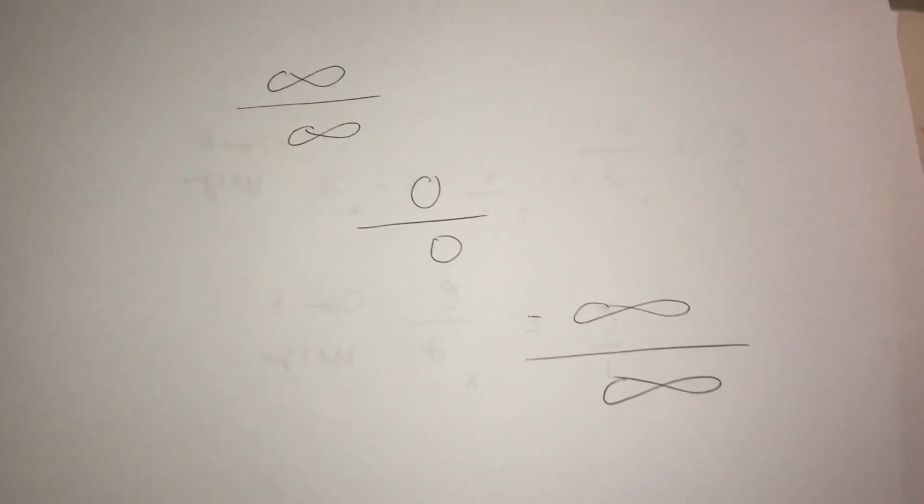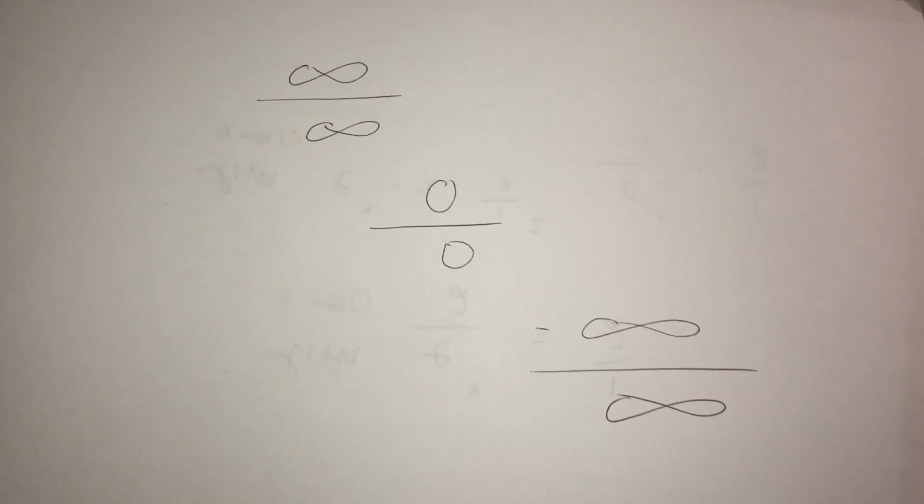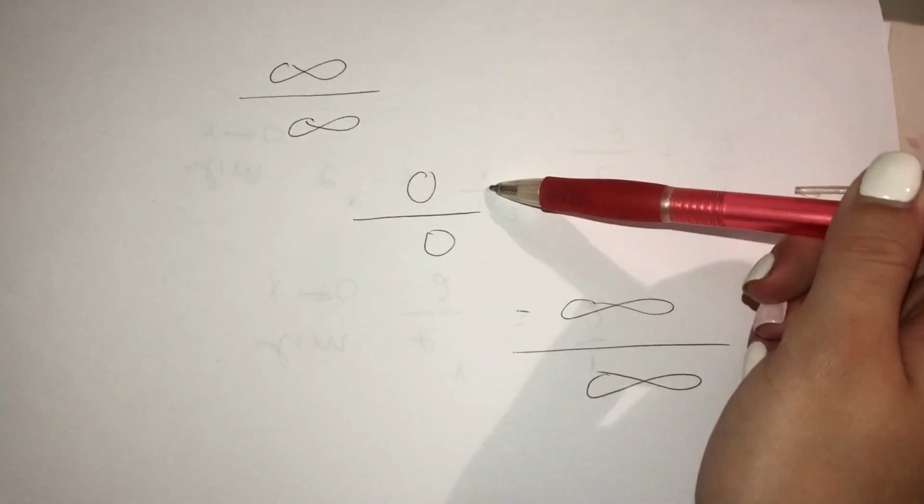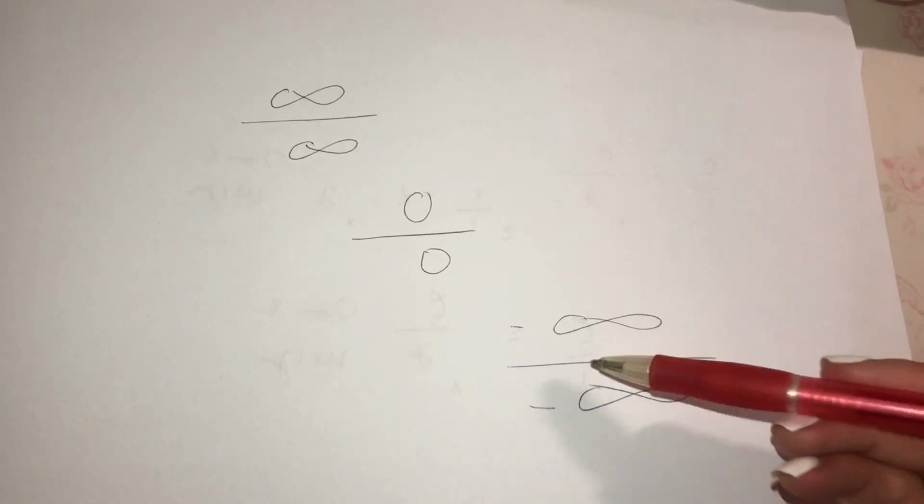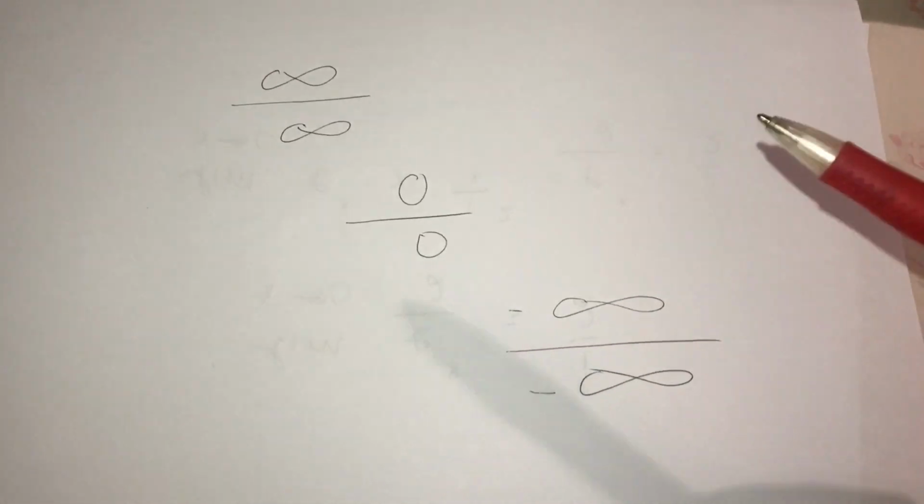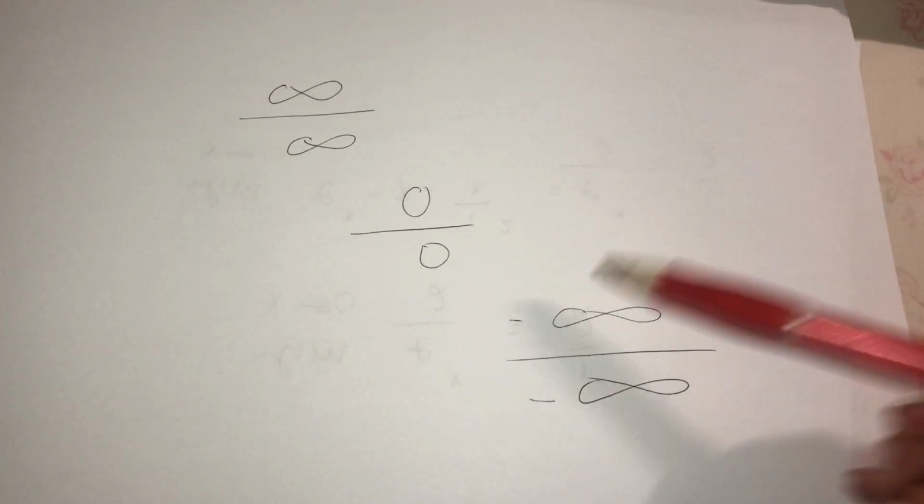So whenever you get an equation and you find the derivative, and the result is either infinity over infinity, 0 over 0, or negative infinity over negative infinity, you can use L'Hopital's rule more than once, as many times as you need, in order to find the actual answer for that equation.